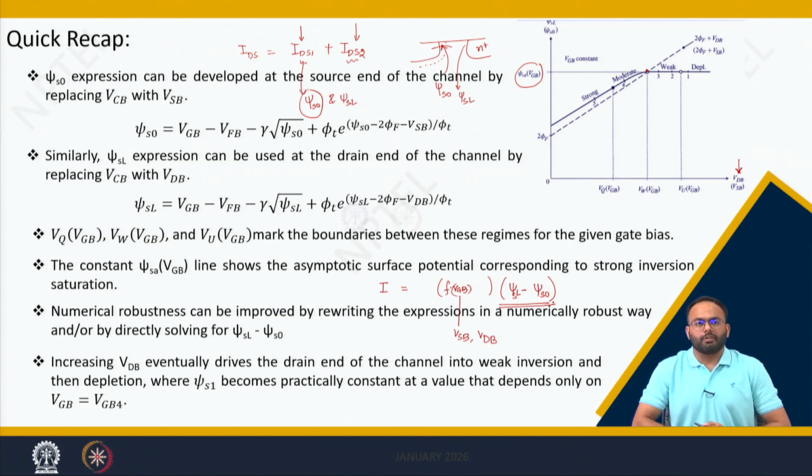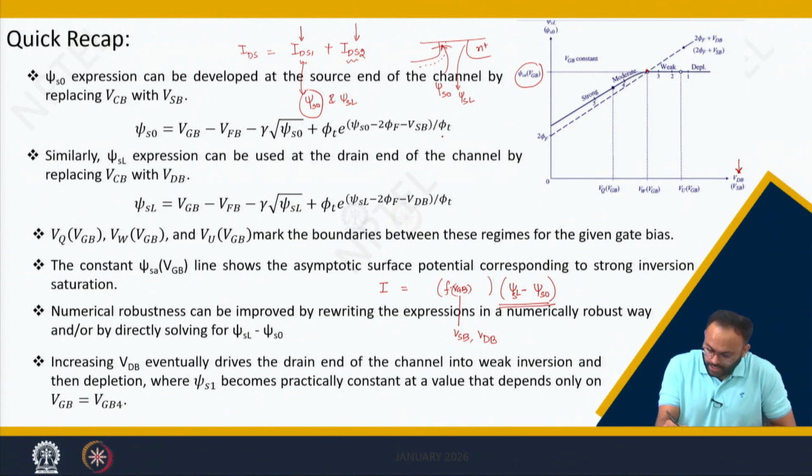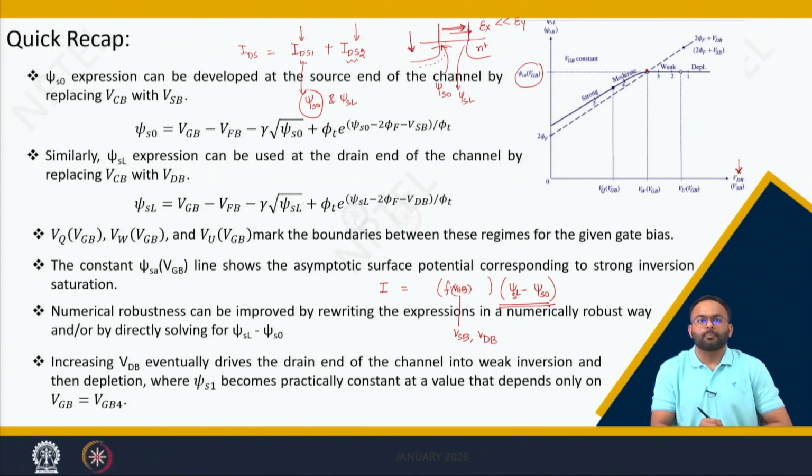Finally, we concluded our previous lecture with the claim that we are following gradual channel approximation, meaning the electric field in x direction is to be considered very small as compared to the electric field in the y direction, where the x direction is from source to drain along the channel and y direction is in this side.